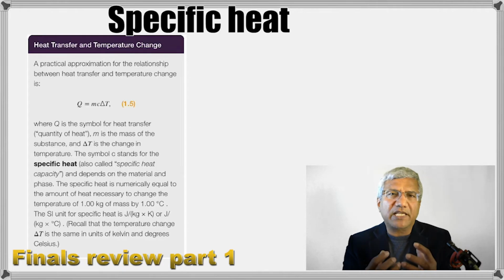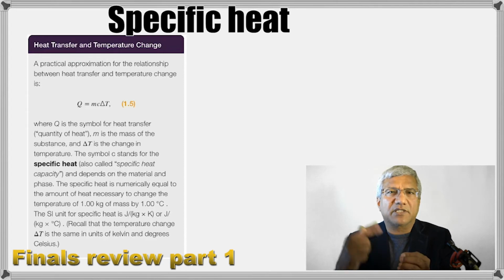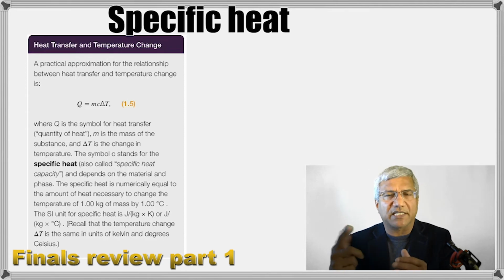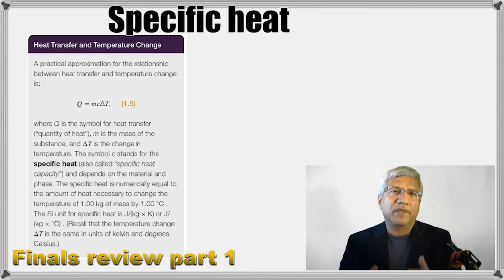So if you have 1 kilogram of copper, and you give it a definite amount of heat, and its temperature increases by 1 Celsius or 1 Kelvin, that heat, the amount of heat that you gave, is the specific heat. For copper, it happens to be around 385 joules. So that's the specific heat of copper.